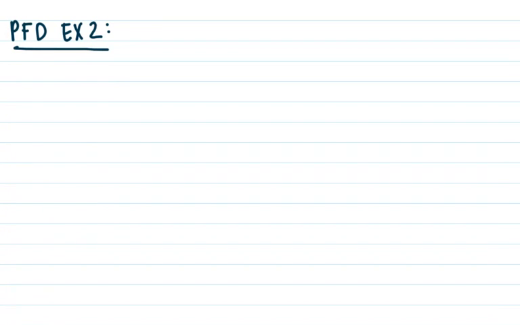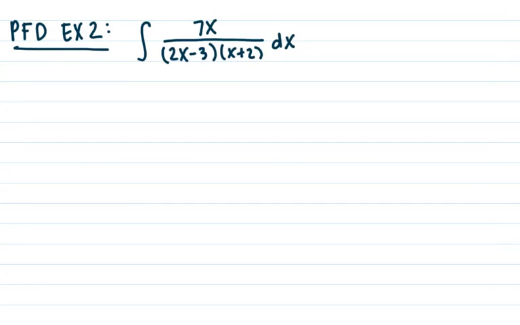All right, so now for our second example of partial fraction decomposition. I'm going to give it to you already factored just to make it go a little bit faster, since that's not the part I hope we need practice with. So I'm going to give you 7x over (2x minus 3)(x plus 2) dx as what you're integrating. So I'm going to go ahead and start doing my scratch work over here.